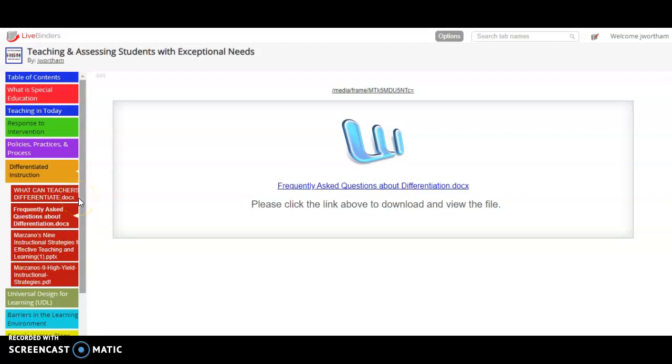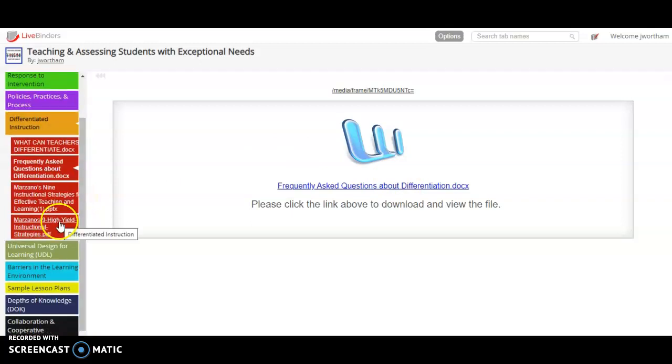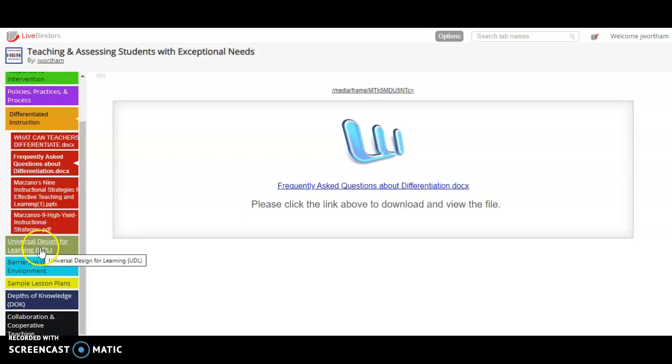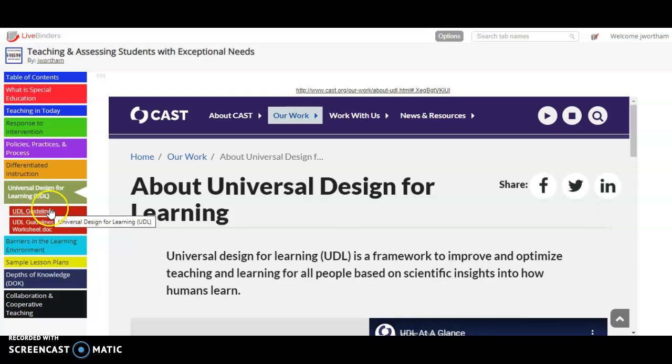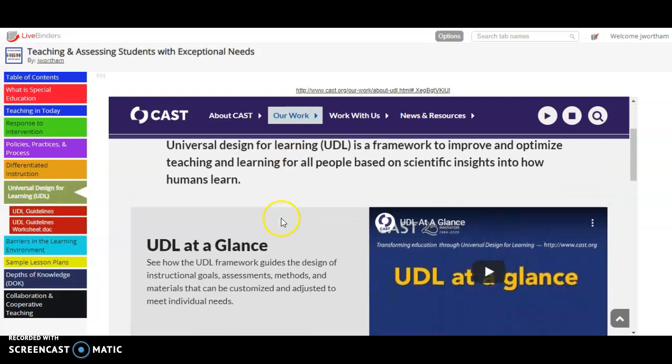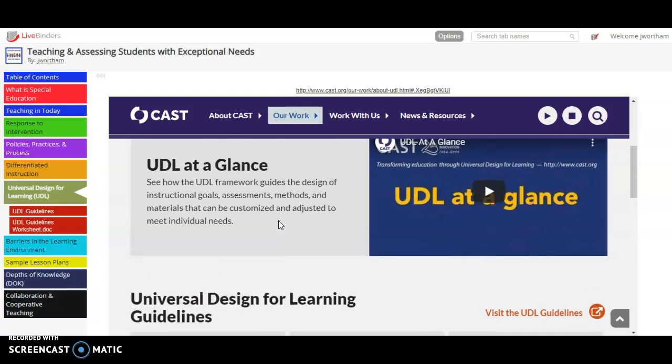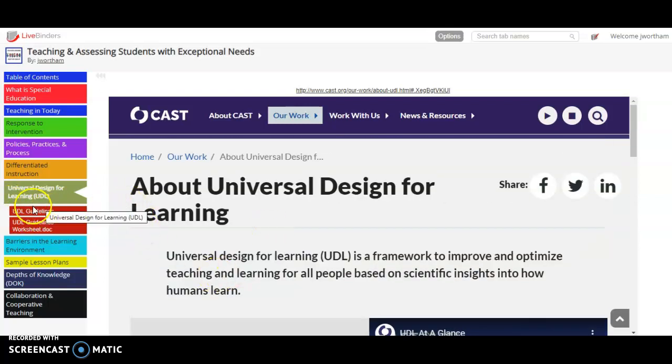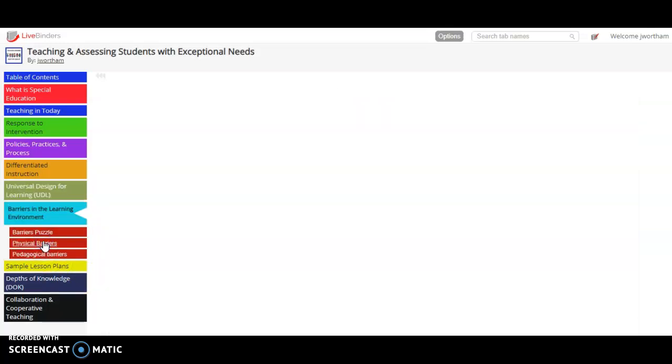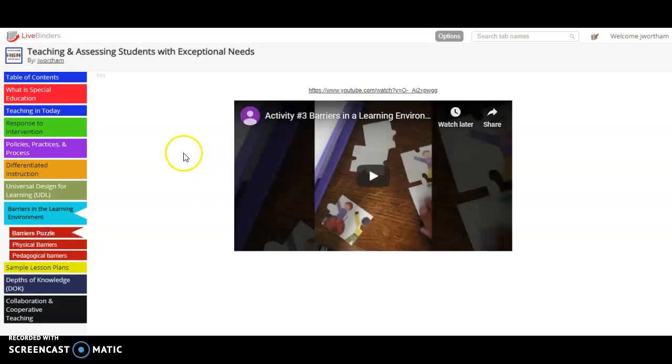Marzano's 9 instructional strategies and his 9 high-yield instructional strategies. We also have UDL, which is Universal Design for Learning. This explains what UDL is. And then I also included the guidelines and guideline worksheets. Barriers in the learning environment. The barrier puzzle that I chose for my activities is also included. Physical and pedagogical barriers are also in the subtext.